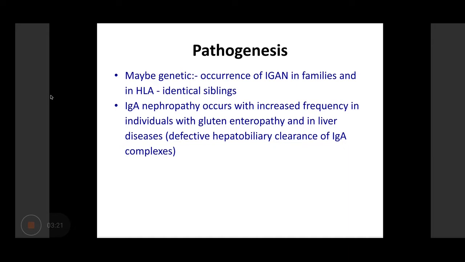There is also some element of a genetic component to the pathogenesis of IgA nephropathy, because it is known to occur in families as well as in identical twins. It is also found to occur with increased frequency in individuals who have gluten enteropathy and in liver diseases where there is defective hepatobiliary clearance of IgA complexes.